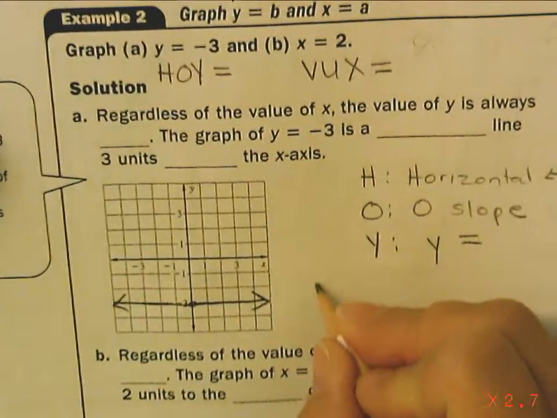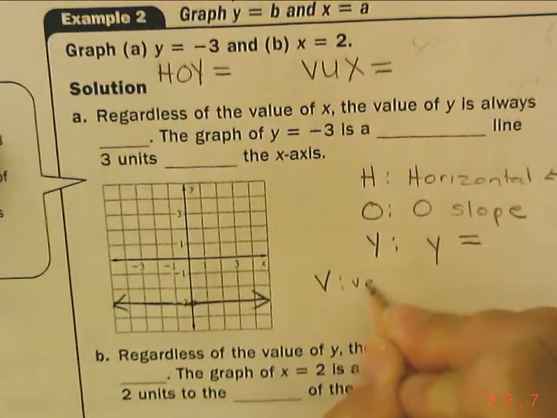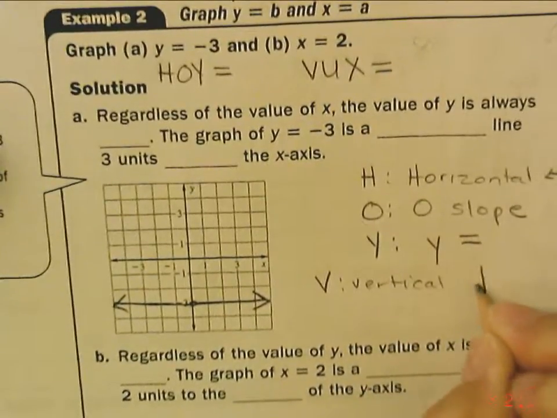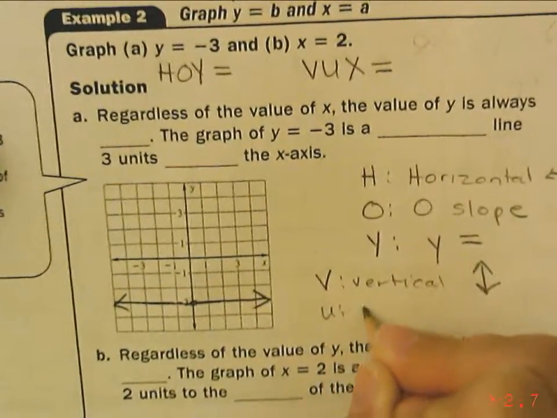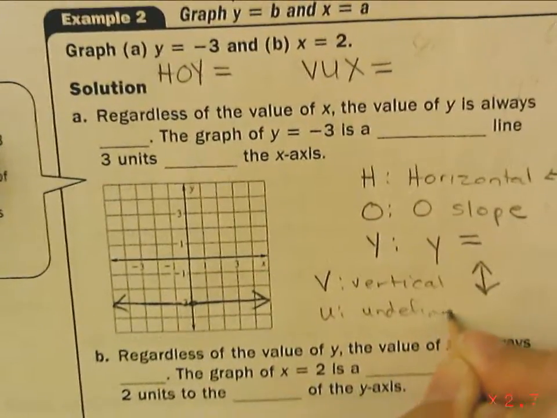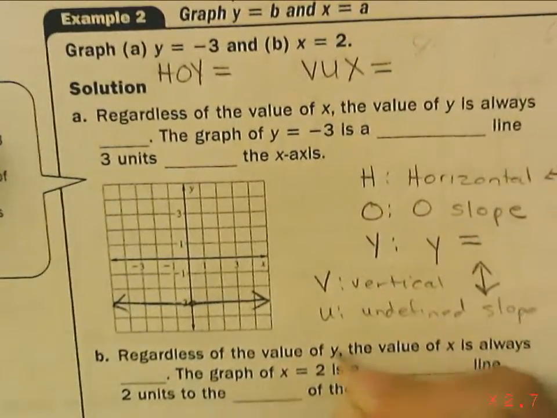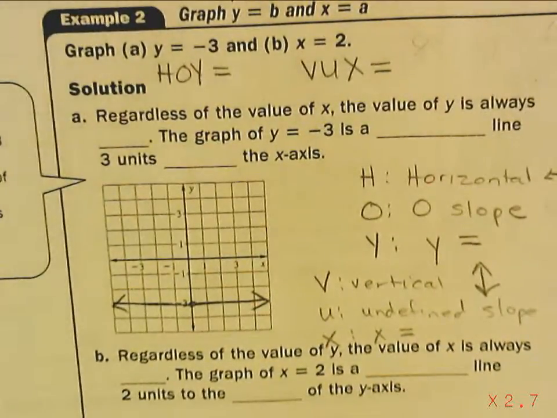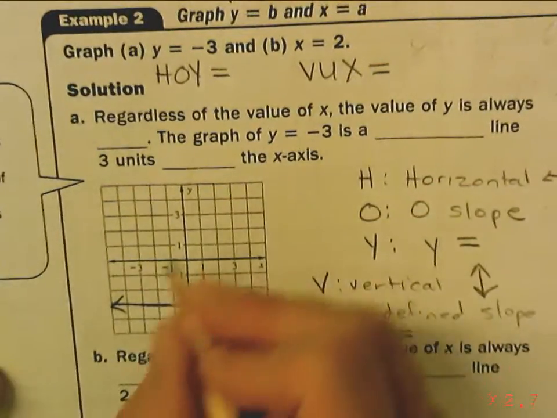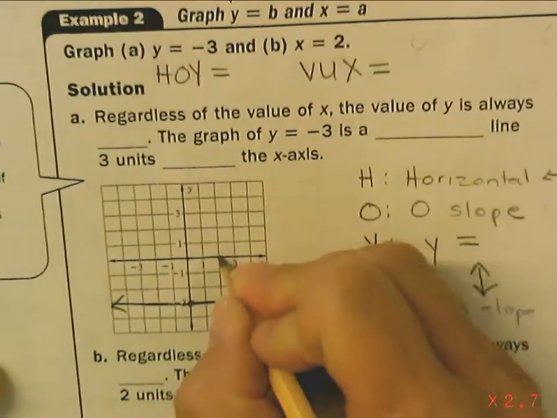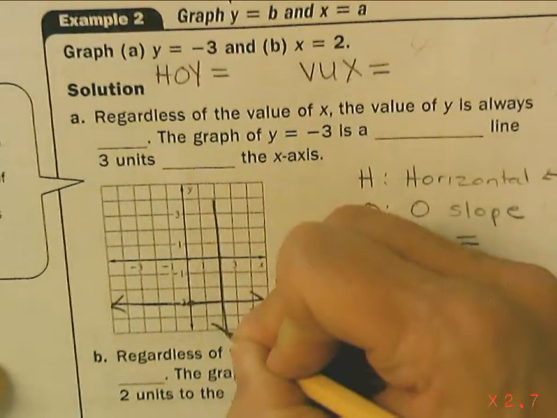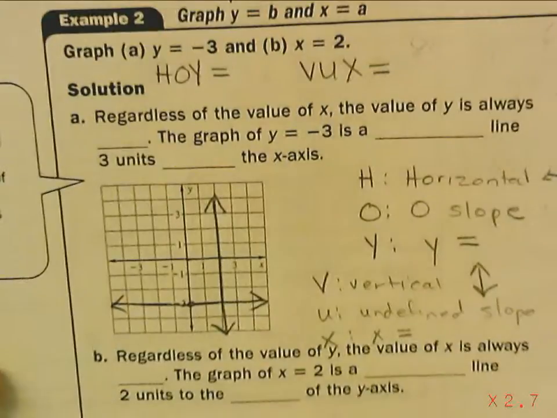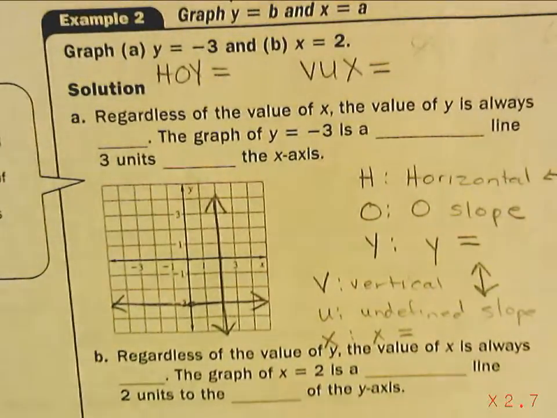Now, for a vux, V stands for vertical. And a vertical line looks like this. U stands for undefined slope. You'll find out what that means later. And it's when you have x equals as an equation. So, if x equals 2, you go to where x equals 2 and you put a vertical line. So, if it's y equals a number, it's horizontal. If it's x equals a number, it's vertical.